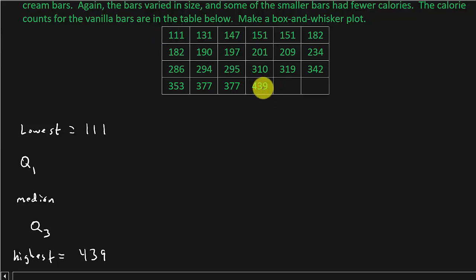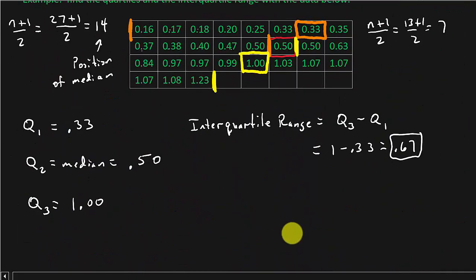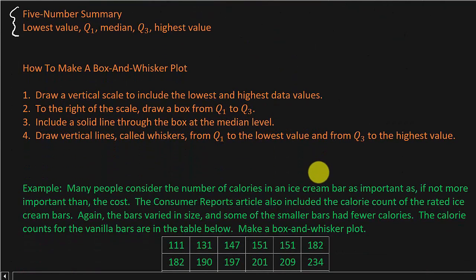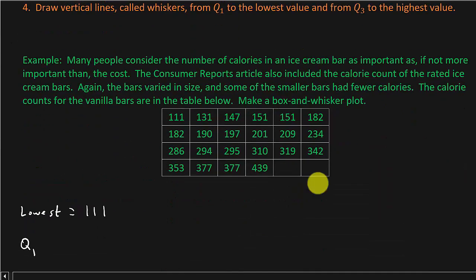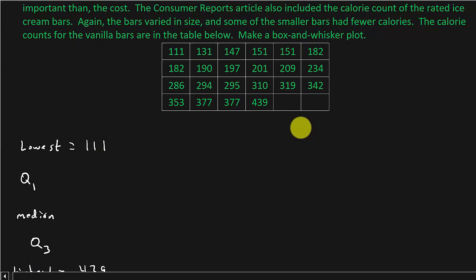Now let's find the median. Basically what we're doing now is finding the quartiles, just like we did in this example here. That's our 5-number summary. So the median: how many data values do we have? 1, 2, 3, 4, 5, 6. 3 rows. 6 times 3 is 18, 19, 20, 21, 22. So we have 22 values.